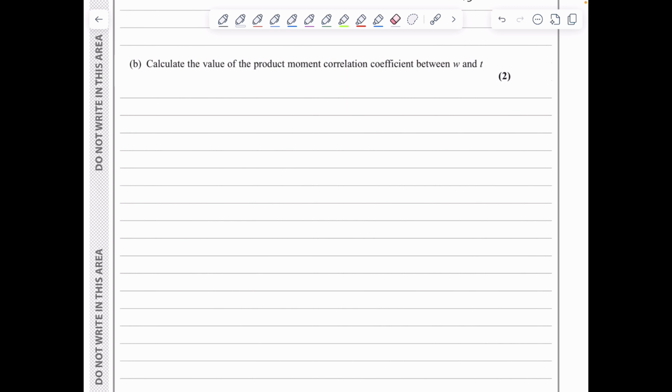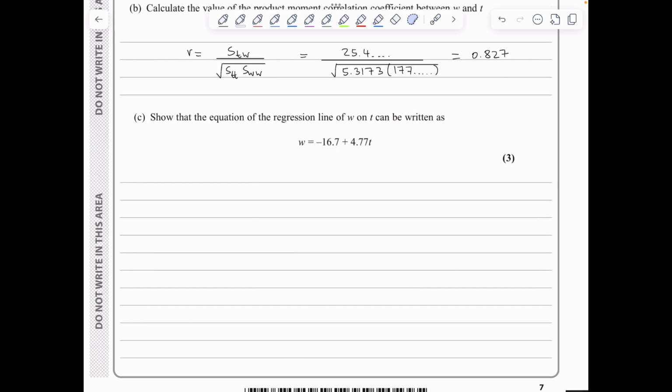In part B, we need to calculate the value of the product moment correlation coefficient between W and T, and we know that the product moment correlation coefficient R is given by STW over the square root of STT times SWW, where we just found STW to be 25.4. I'm using full accuracy here, over the square root of 5.3173, which is the STT given by the question, times 177, which is the exact value of the SWW. This gives an answer of 0.827.